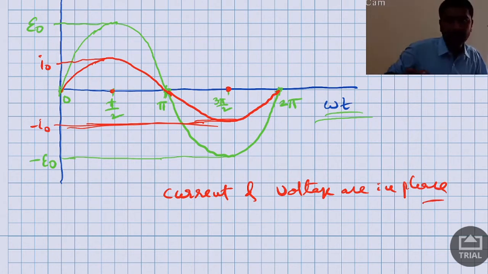In phase means both follow the same function, maybe a sine function or a cosine function. If the EMF follows a cosine function, your I also follows a cosine function. If E follows a sine function, then your I signal also follows the same function. But your maximum values may be different, but they occur at the same point. So that is the meaning of same phase.